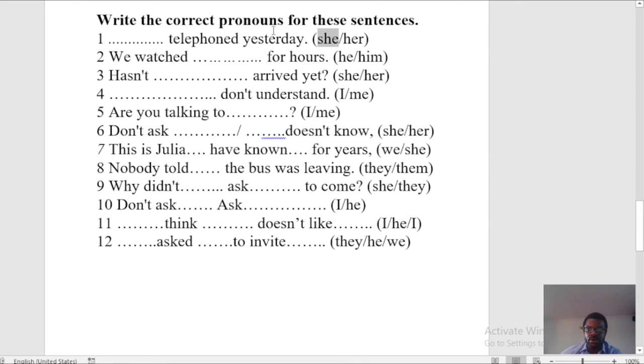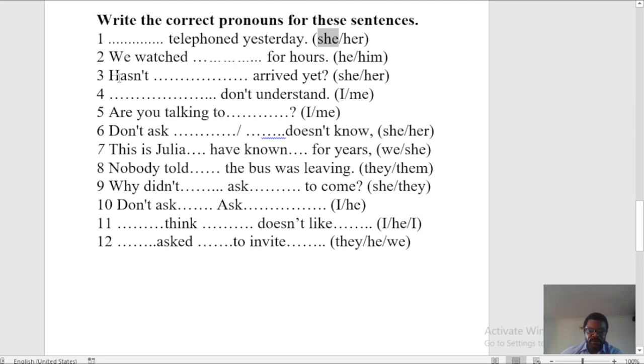She telephoned yesterday. Number two, we watched him for hours. You cannot say we watch he. We watched him for hours. Okay? So we use the object pronoun.